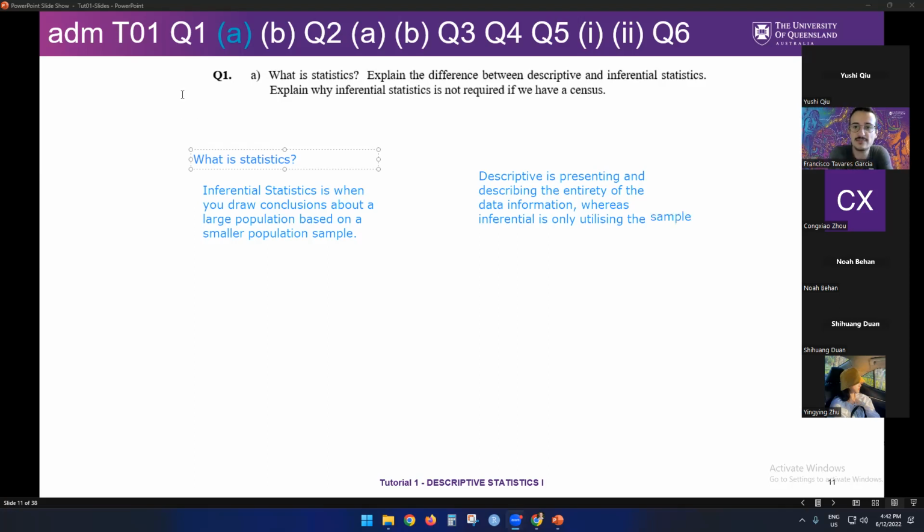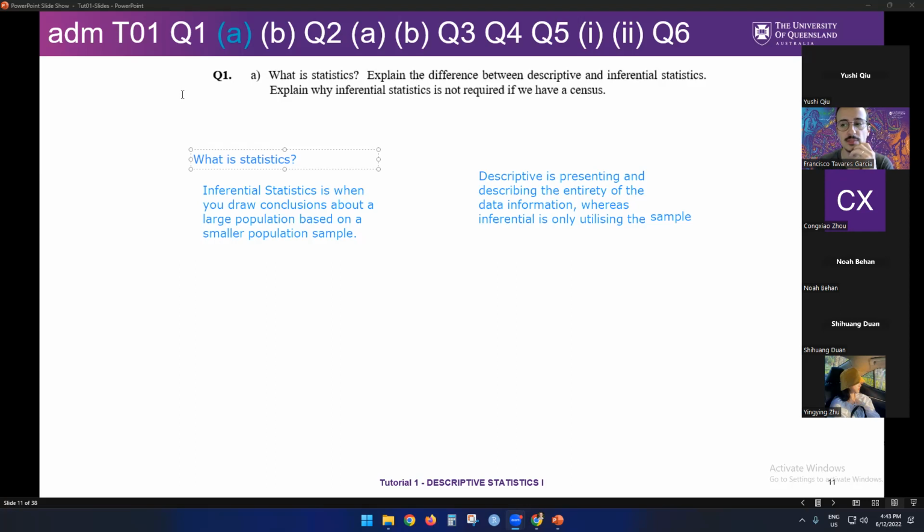Descriptive is presenting and describing the entirety of data, whereas inferential is only utilizing the sample. That's good. I think descriptive is presenting and describing. I'll give my attempt to explain this one now. Good job, all of you guys jumping in and typing down and talking on the microphone. So what is a statistic? And I think it's a good idea to have the difference between both descriptive and inferential.